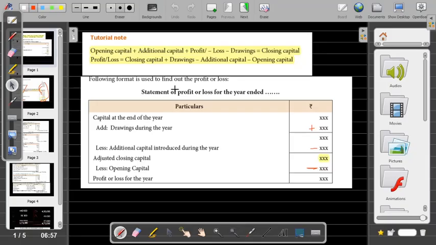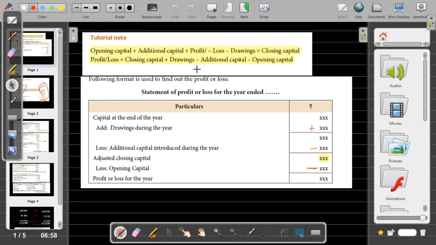Welcome to accountancy class. In today's class, we are going to see how to prepare the statement of profit or loss for the year. In the previous class itself, we just saw this format. Now once again, we'll look into it before going on to the sums.